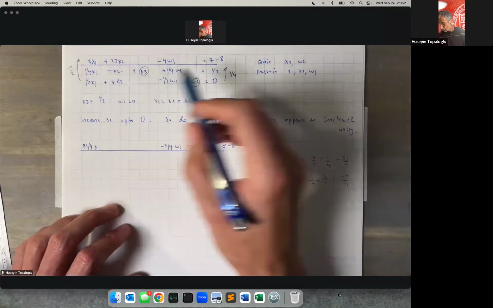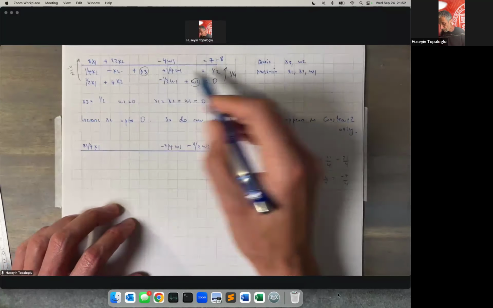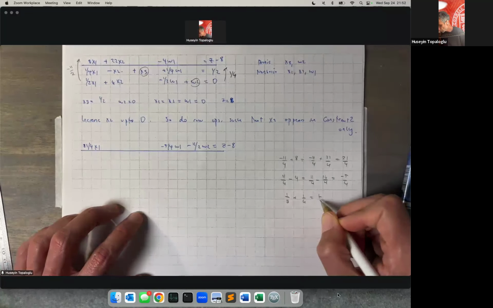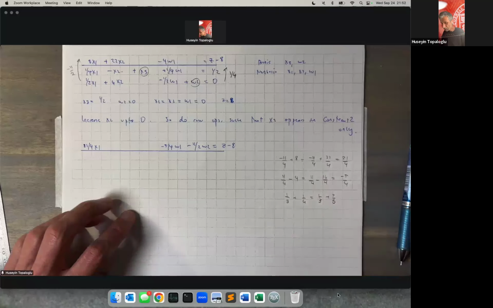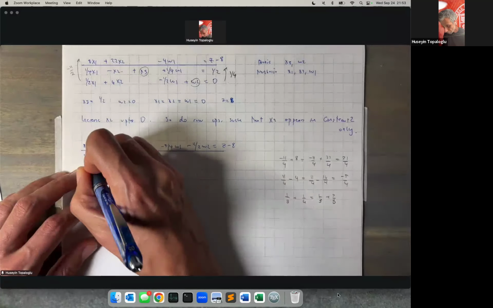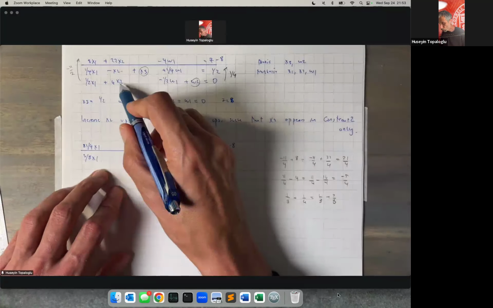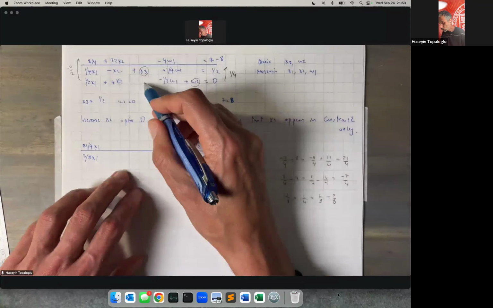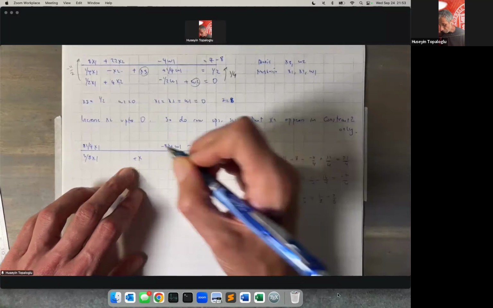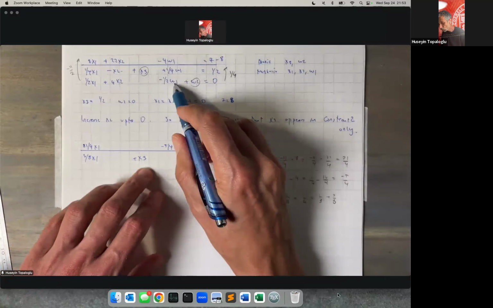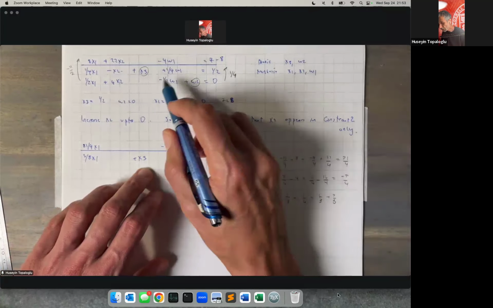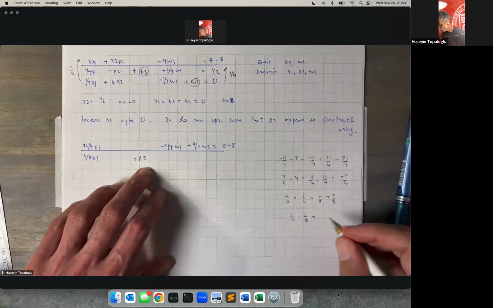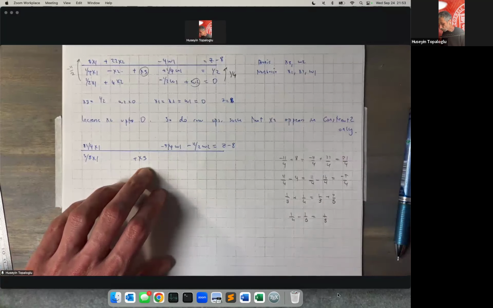1 over 2 x1 times 1 over 4, that is 1 over 8, plus another 1 over 4 x1. 1 over 8 plus 2 over 8 is going to be 3 over 8 x1. Keep going. 4x2 times 1 over 4 is x2, minus another x2, x2 goes away, that's what we're trying to do. No x3 plus another x3, that's just an x3. Minus 1 over 2 W1 times 1 over 4, that is minus 1 over 8. 1 over 4 minus 1 over 8, that's 2 over 8 minus 1 over 8, 1 over 8.